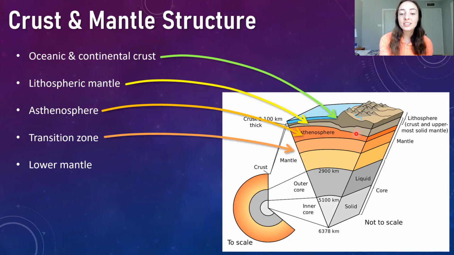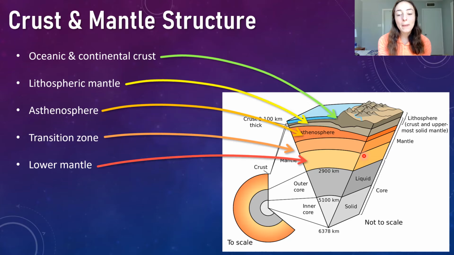The next layer is the transition zone. This is kind of the middle mantle, you could say. And then the final layer of the mantle is the lower mantle. Then we get to the core, which has the outer core and the inner core. But the major takeaway here is that the mantle, in all of its forms, the uppermost lithospheric mantle, the asthenosphere, the transition zone, and the lower mantle, comprise a heck of a lot of Earth's interior.